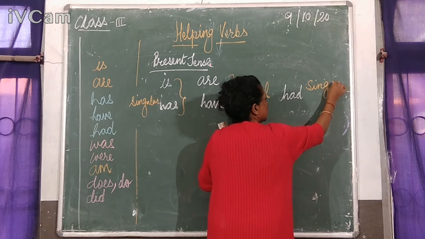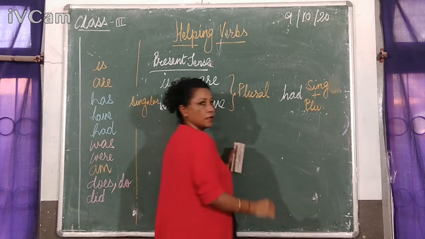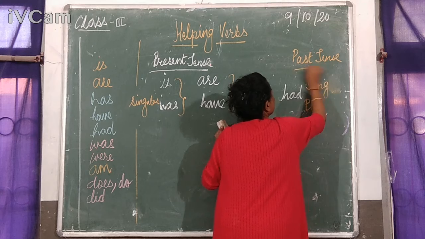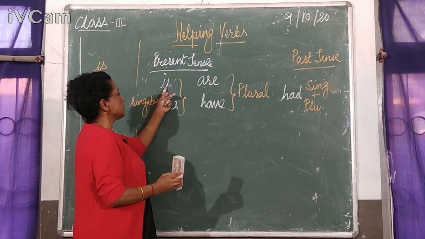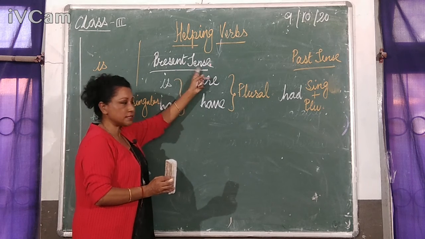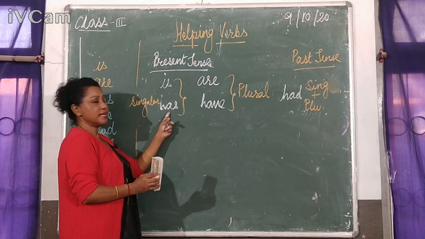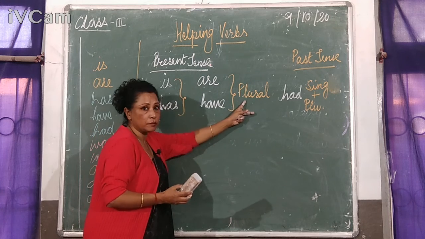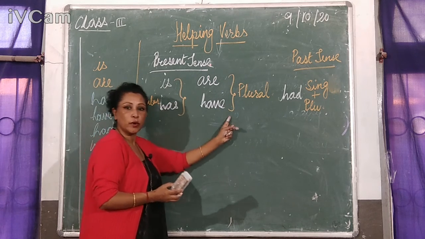Singular plus plural. But in the past tense... Is, remember, you have to listen carefully. Is tells you about present tense. Has also, are also, and have also tell you about present tense. But is and has tell you about singular when you're talking about one. Are and have tell you about many, plural, but in the present tense. Both are in the present tense, but one is singular, another one is plural.